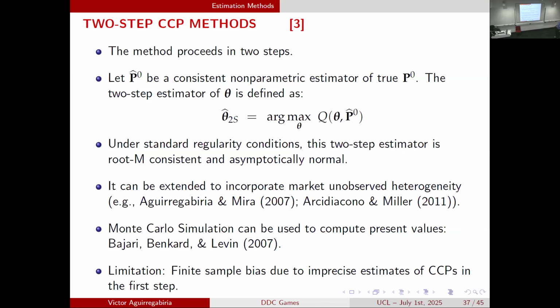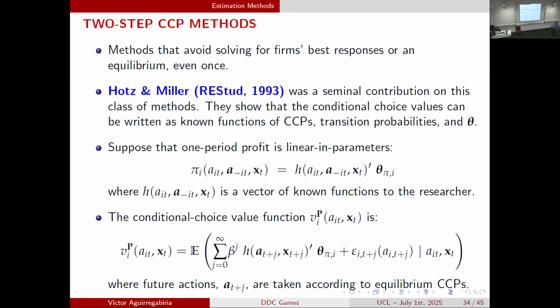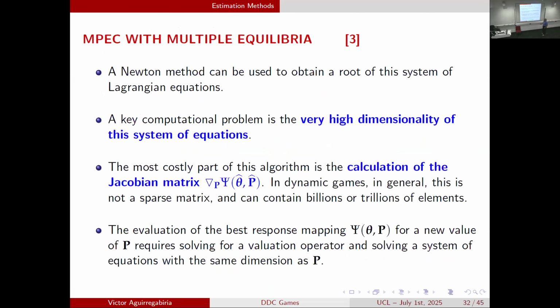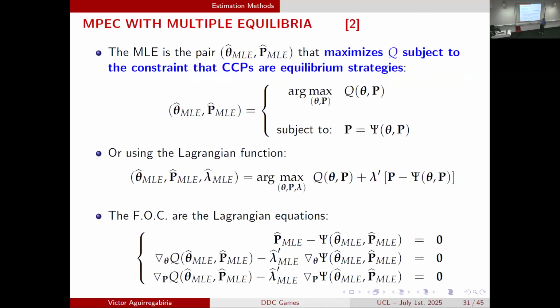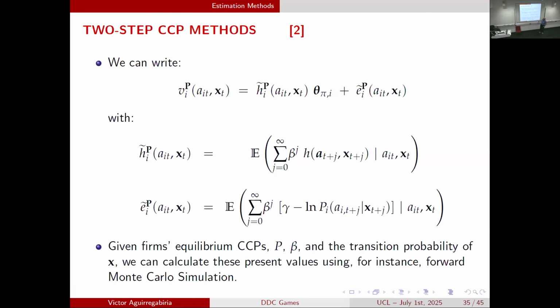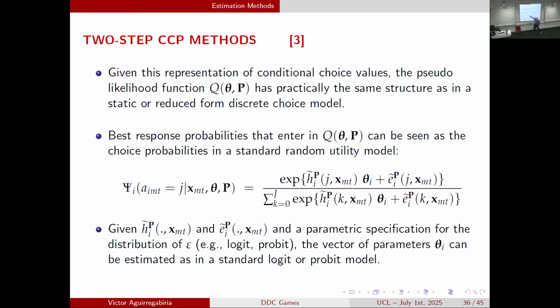Then how does the method work? Basically, we have this pseudo likelihood function, if you prefer, that I have described before, where we have these best response functions, these beliefs. We are going to estimate choice probabilities here. Then this will give us estimated P. We have these values here.